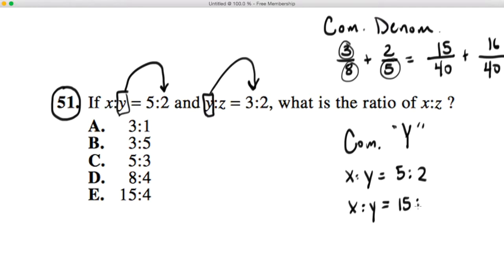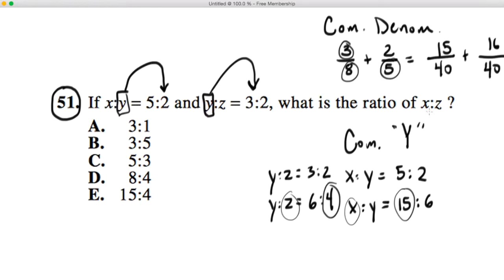Now we can do the same thing with the y's and the z's. Y to z is 3 to 2. When we want to get our y equal to 6, of course, we're going to multiply by 2. So here's 6. Multiply the 2 by 2 as well: 6 to 4. Now we have our z is 4, our x is 15. They want to know the ratio of x to z. Well, 15 to 4, which cannot be broken down. So there we go.